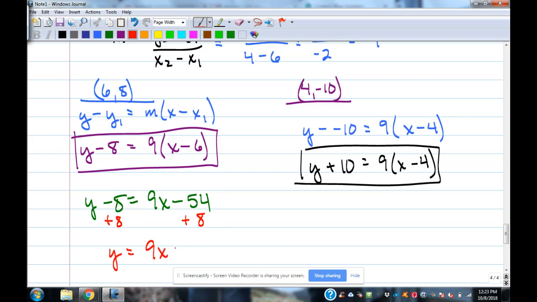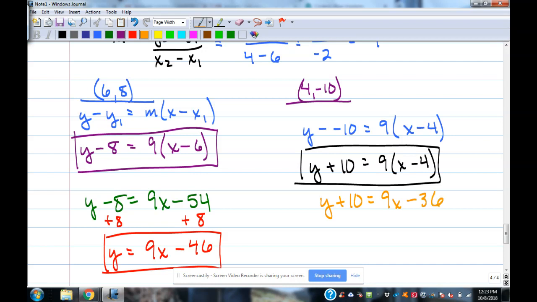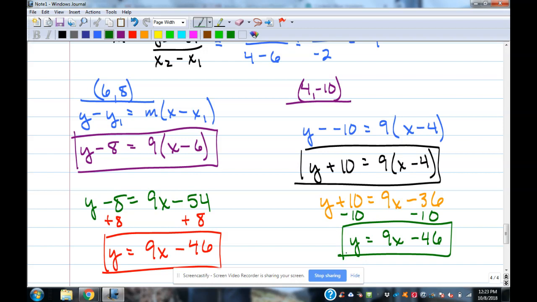It'd be 9x minus 46. That's the slope-intercept form. Over on the other side, that'd be y plus 10 equals 9x minus 36. I would subtract 10. Negative 36 minus 10. Guess what? Negative 46. Point slope forms look different. Slope-intercepts should be exactly the same.